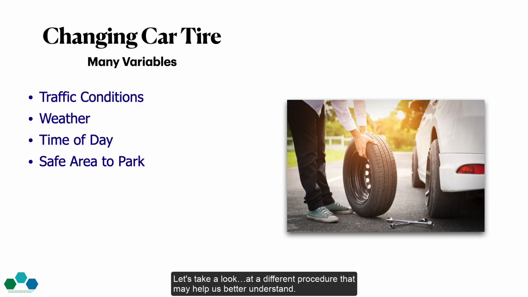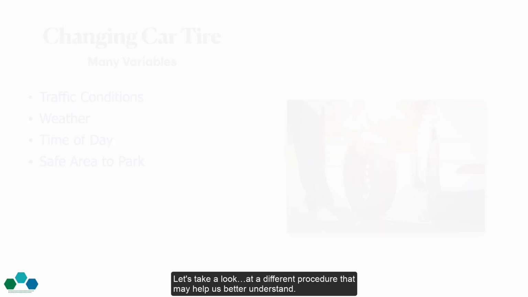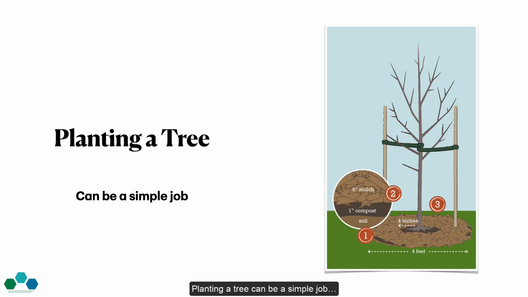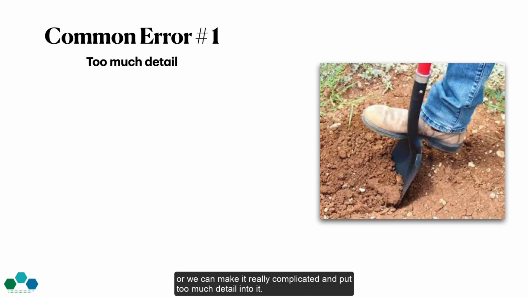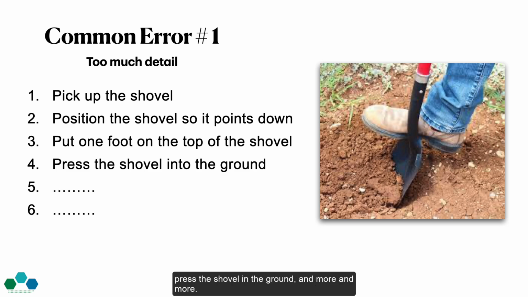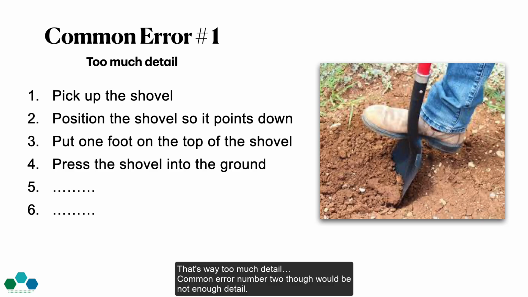Let's take a look at a different procedure that may help us better understand. Planting a tree can be a simple job, or we can make it really complicated and put too much detail into it. Pick up the shovel, position the shovel so it points down, put one foot on top of the shovel, press the shovel in the ground, and more. That's way too much detail.